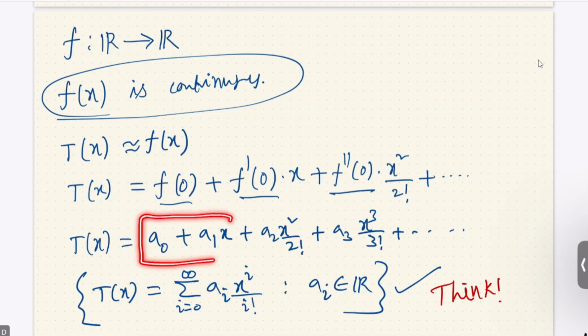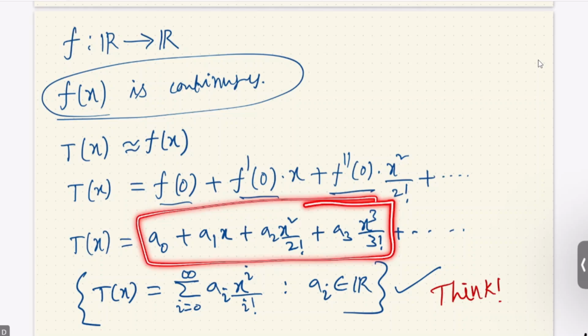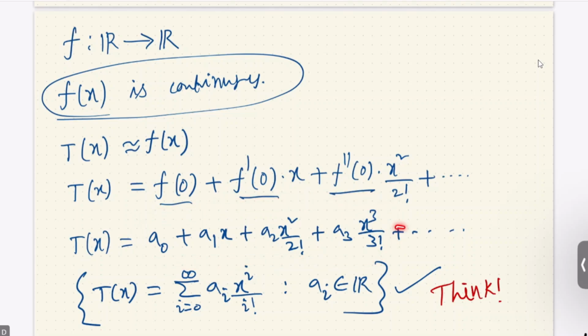It's a linear polynomial. It is continuous. It is a quadratic. Quadratic is continuous. Cubic is a polynomial, right? Okay. So infinitely many polynomials, Taylor polynomials. We say all polynomials are continuous.